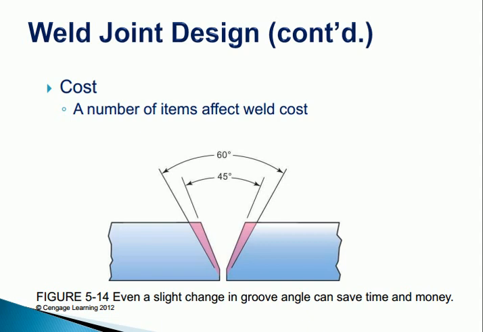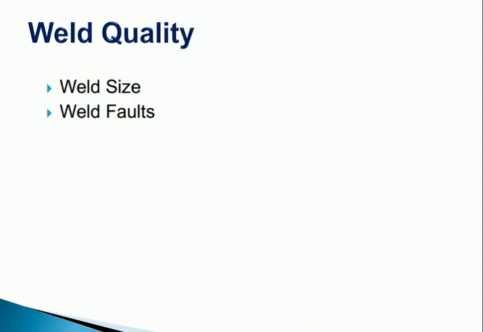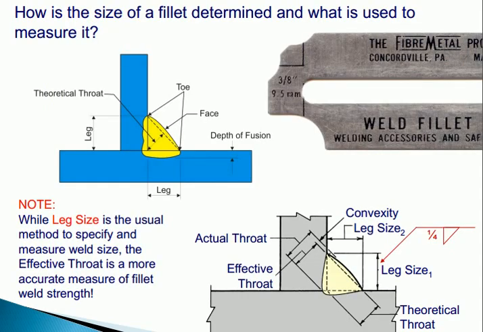Weld size and weld faults. Note: while leg size is the usual method to specify and measure weld size, the effective throat is a more accurate measure of fillet weld strength. Effective throat, actual throat, leg size, theoretical throat, convexity. How is the size of a fillet determined and what is used to measure it?